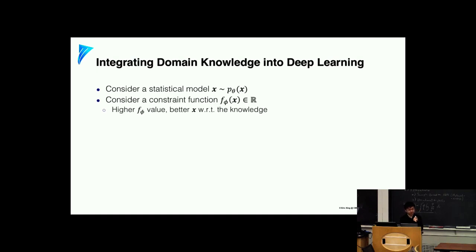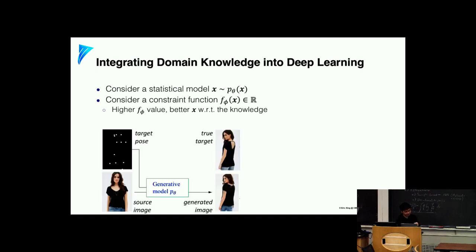And we consider a constraint function, f(x). This function is a real valued function, where a higher value indicates a better x with regard to some knowledge. So we basically express knowledge as a constraint function.